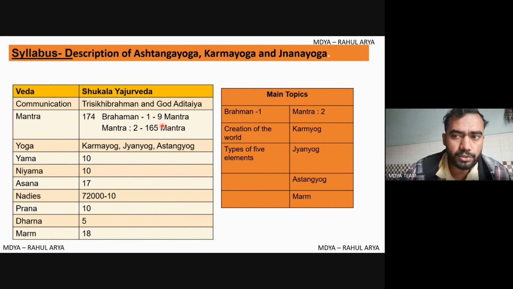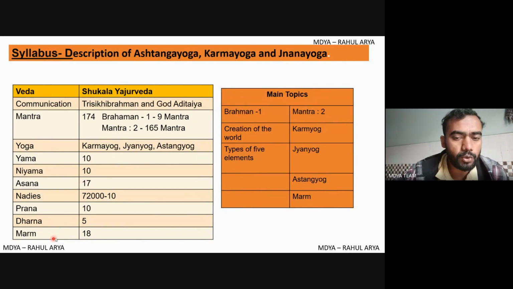If we add both the Brahmans, the total mantras are 174. In the first Brahman, 9 mantras; in the second Brahman, 165 mantras; total 174 mantras. It highlights the Karma Yoga, Jnana Yoga, and the Ashtanga Yoga. It describes the Yama and Niyama in detail. That is the uniqueness of this Upanishad. Yama, Niyama, Asana, everything in detail, he is explaining here.